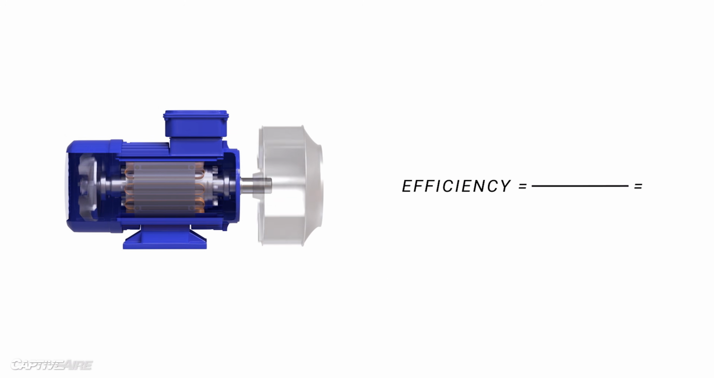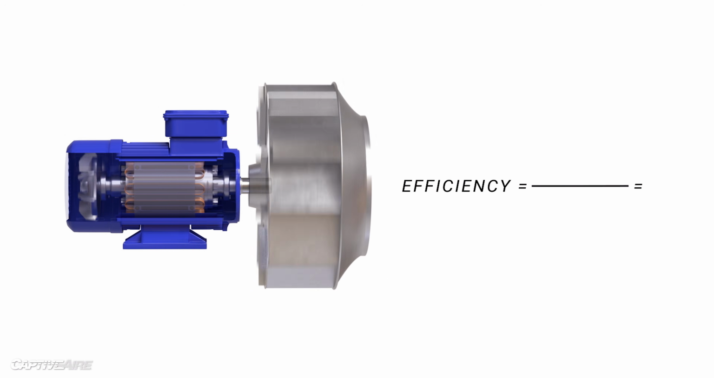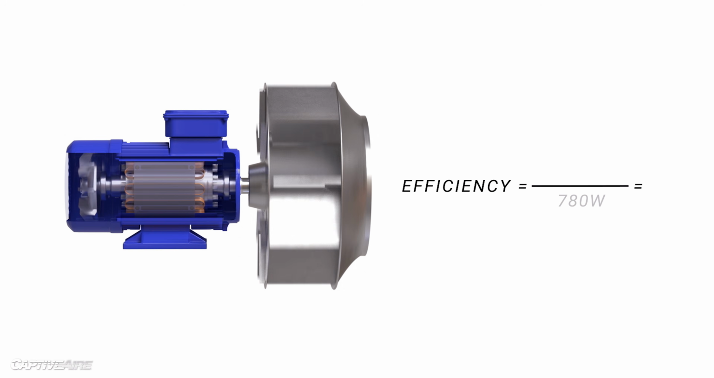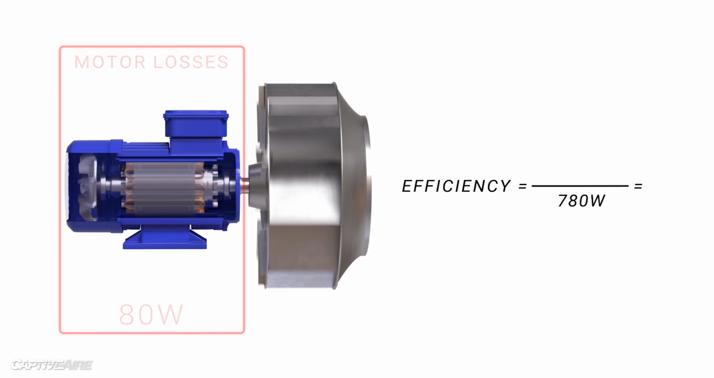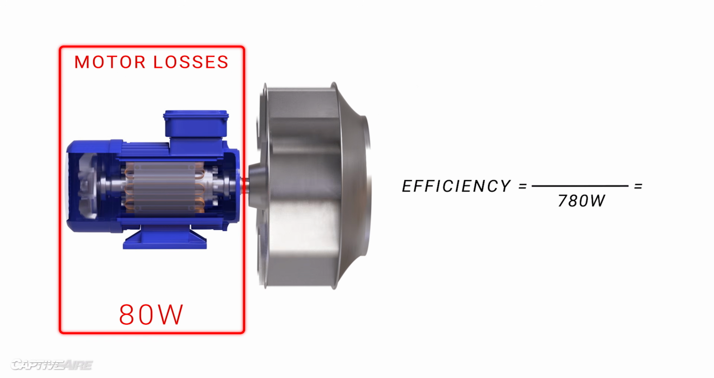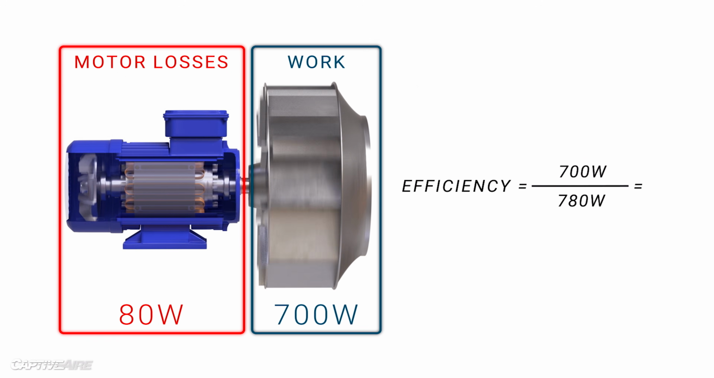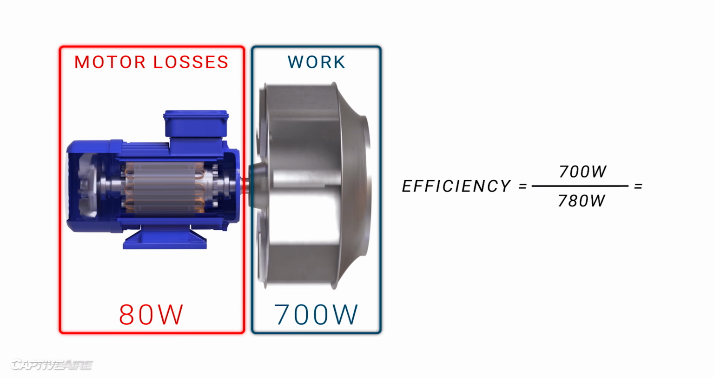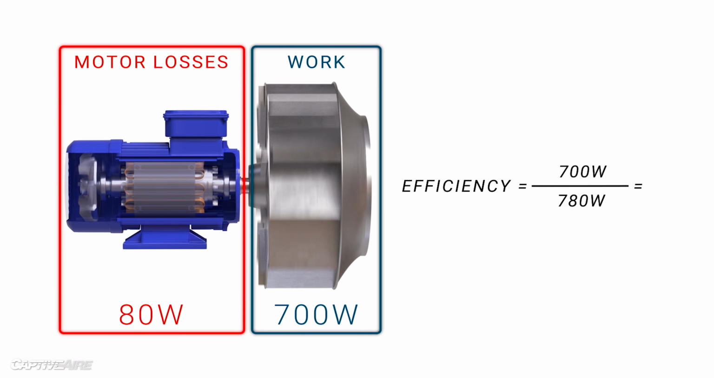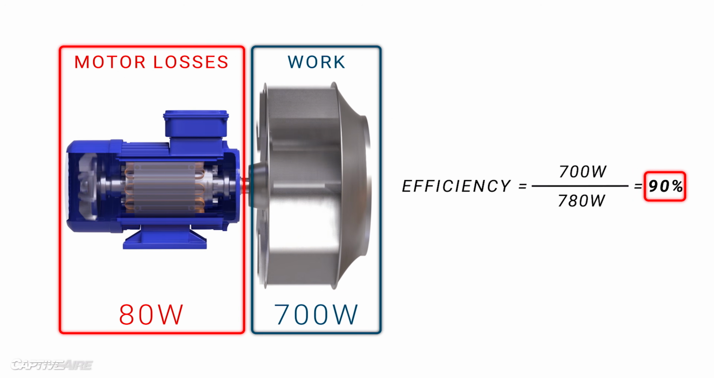So finally, let's put a correct sized wheel in the motor. Now the motor is drawing a total of 780 watts. 80 of these watts are motor losses, and 700 watts are converted to useful work by spinning the wheel. So in this scenario, the motor is running at nearly 90% efficiency.